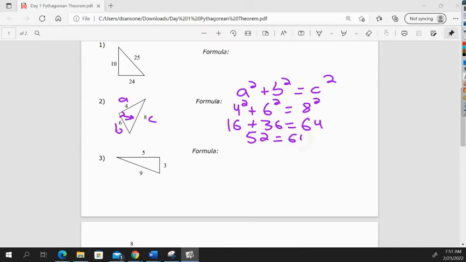52 does not equal 64. So this is another example of no, this is not a right triangle. It did not work out.